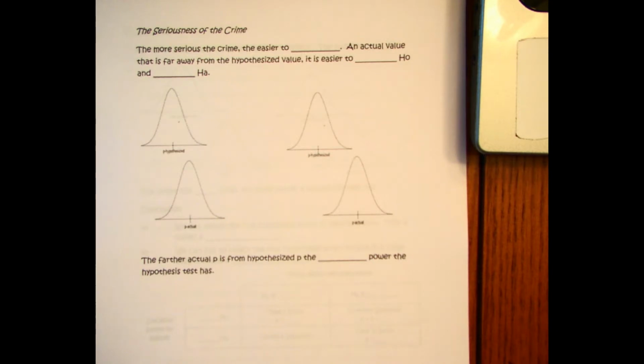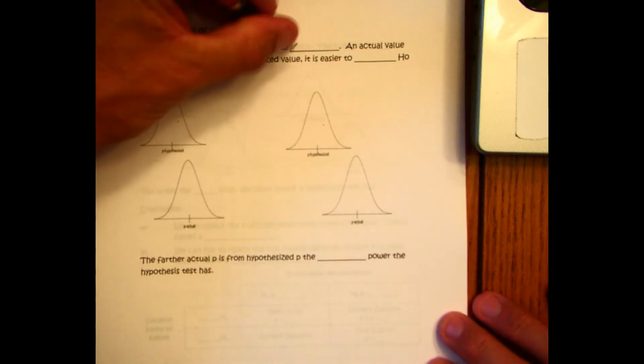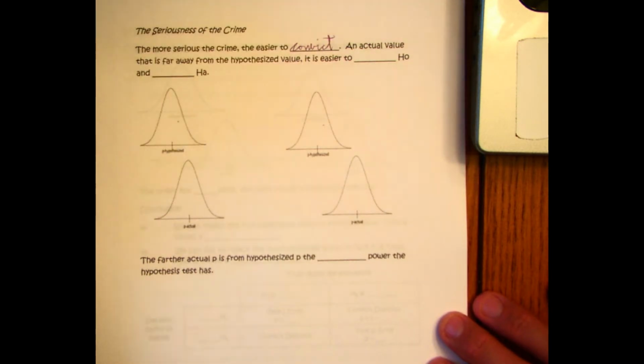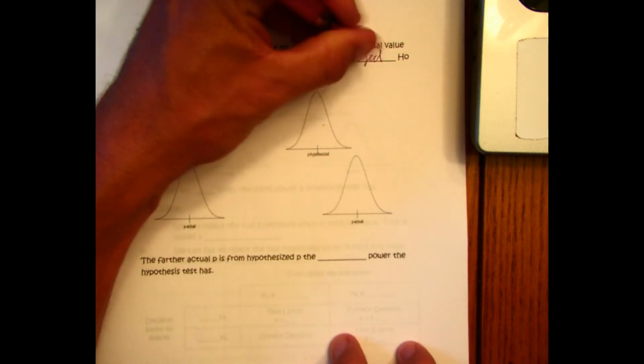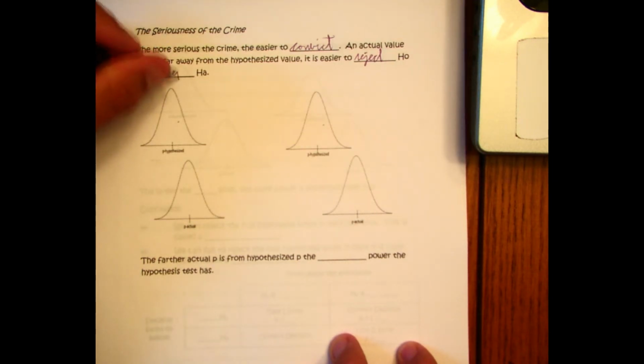Alright, the seriousness of the crime. The more serious the crime, the easier to convict. Okay. Felonies are more likely to be convicted than misdemeanors. Right. A person who robs a bank is more likely to be convicted than a person who runs a red light. So in this case we have an actual value that is farther away from the hypothesized value. It is easier to reject H0 and accept the alternative.